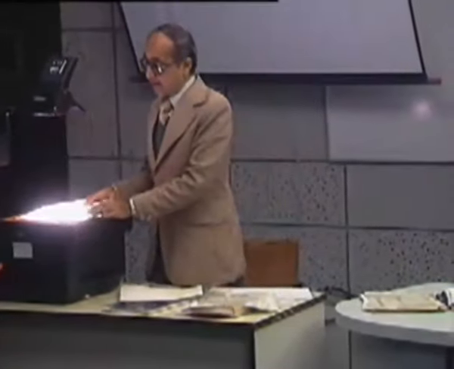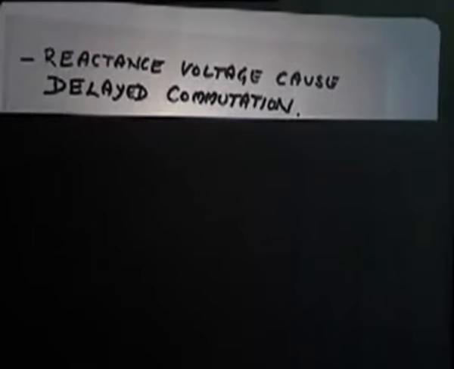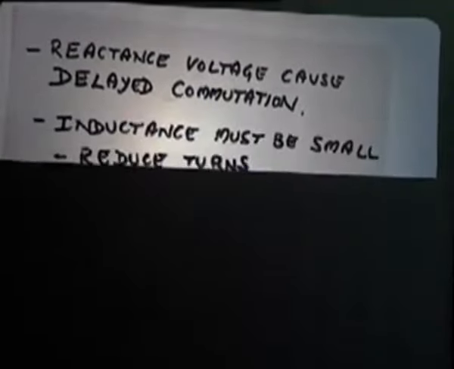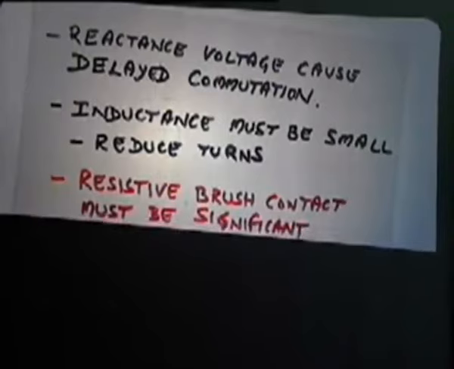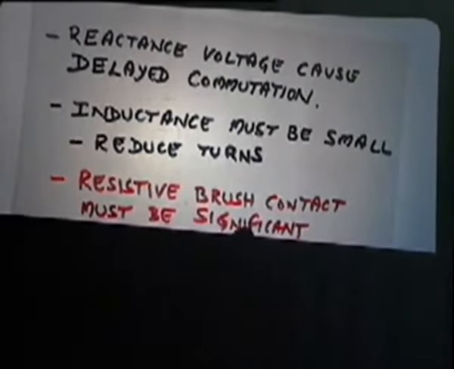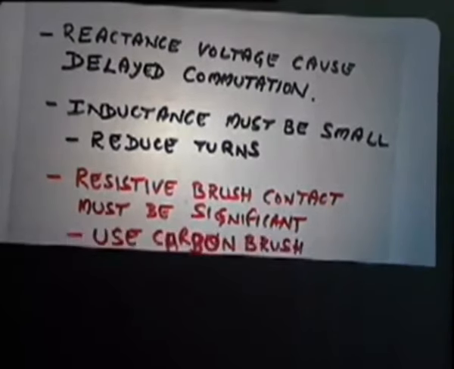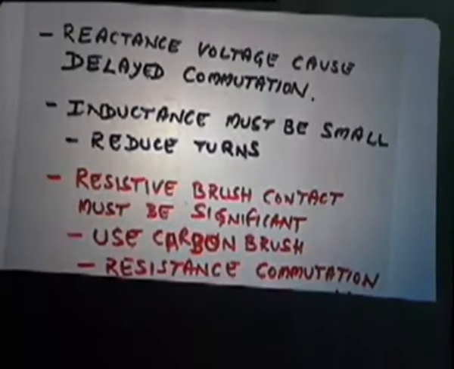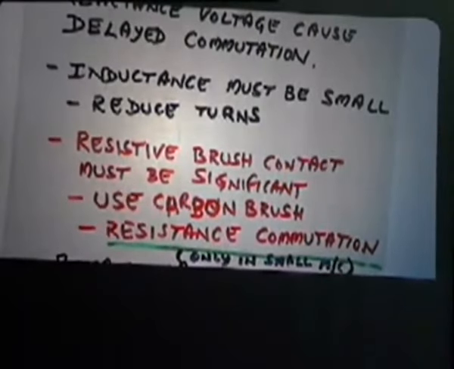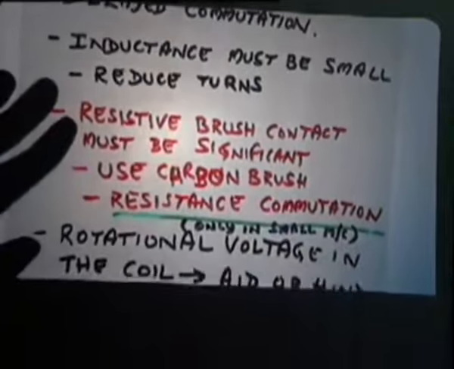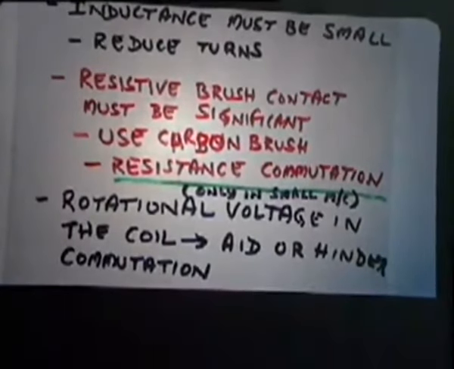And we have also seen that the reactance voltage causes delayed commutation, and therefore we must make the inductance small, that means reduce the turns, and we must also make the resistive brush contact significant. That is why we use carbon brushes, and we have what is known as resistance commutation. This method is used only in small machines, because we can't use it in big machines. Okay, we have also seen that rotational voltage in the coil, this is one of the observations we can make.